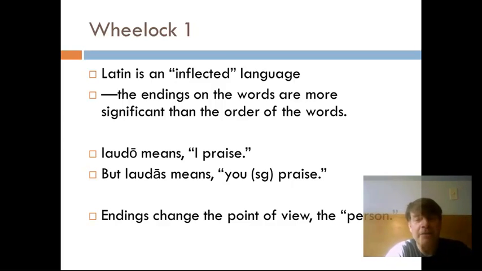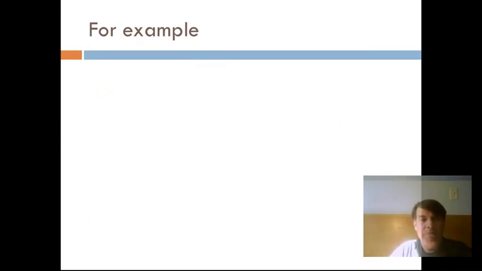So what you'll find is that the endings on Latin verbs change the point of view. They change what we call in grammar the person. You've heard me talk about first person, second person. There is a third person. So changing the endings on the verb can change the point of view, can change the person who's talking, basically. Well, let's give some examples here. This is called a conjugation of laudo.